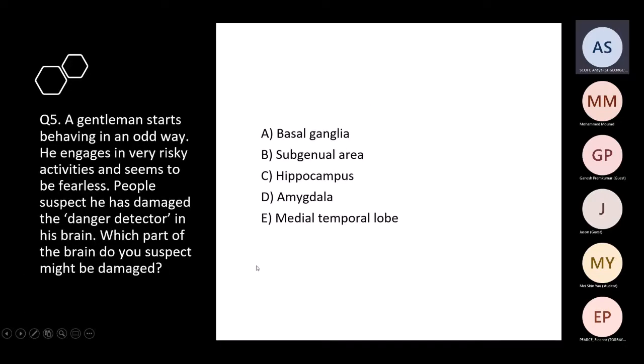And next neuroanatomy question. A gentleman starts behaving in an odd way. He engages in very risky activities and seems to be fearless. People suspect he's damaged the danger detector in his brain. Which part of the brain do you suspect might be damaged? Is it the basal ganglia, subgenual area, hippocampus, amygdala, or the medial temporal lobe?